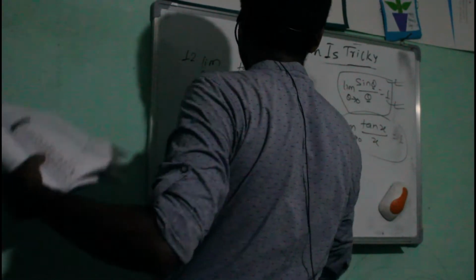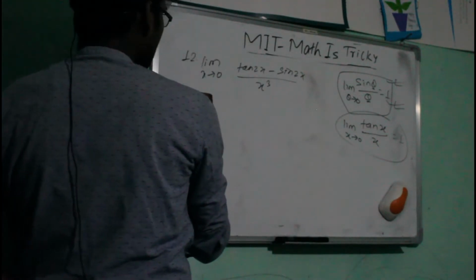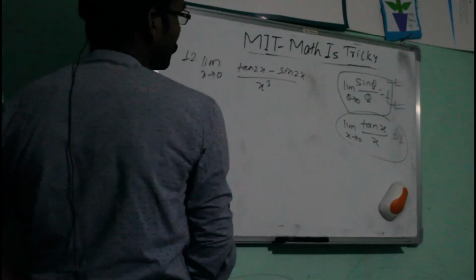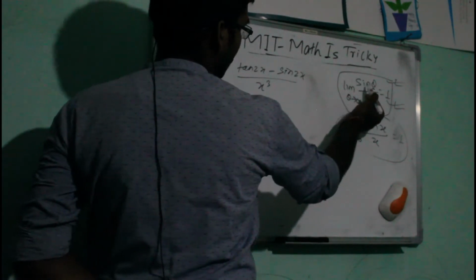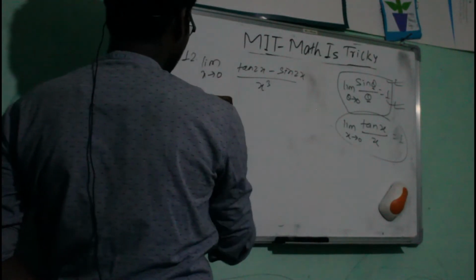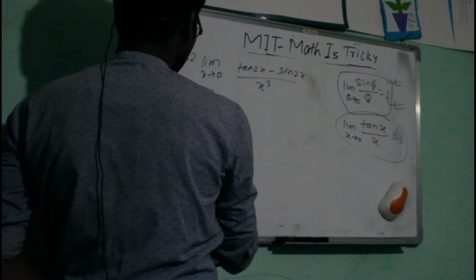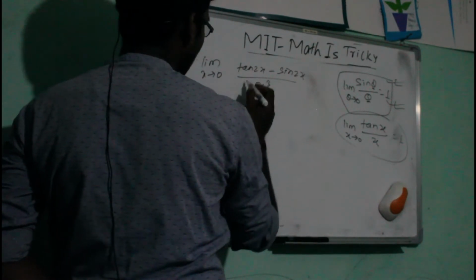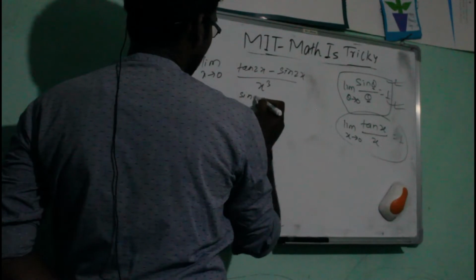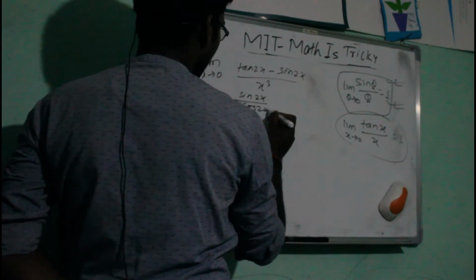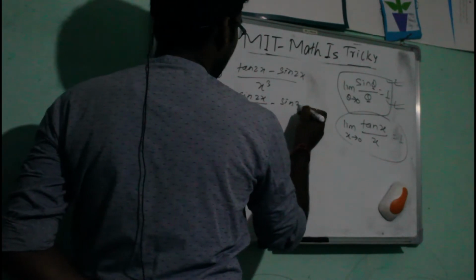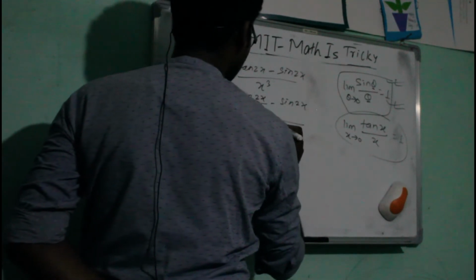As I told you, what we are doing in this type of problem is trying to use the formula sin theta by theta. So let's change this. For this type of problem, we'll change tan as sin x by cos x, so sin 2x by cos 2x. After that, we'll simplify this to get the answer with x cube here.